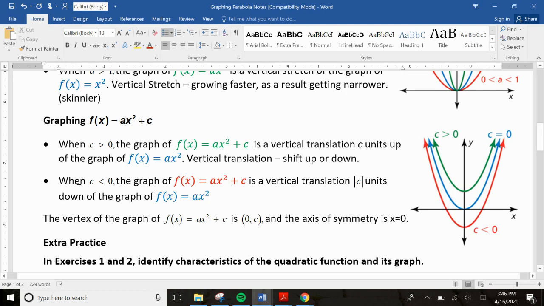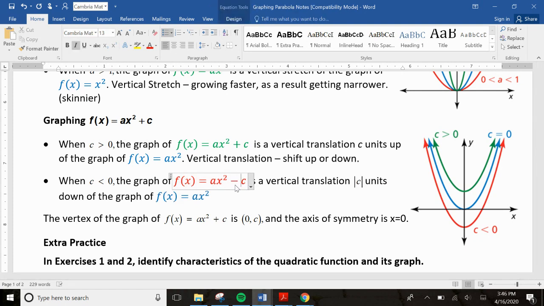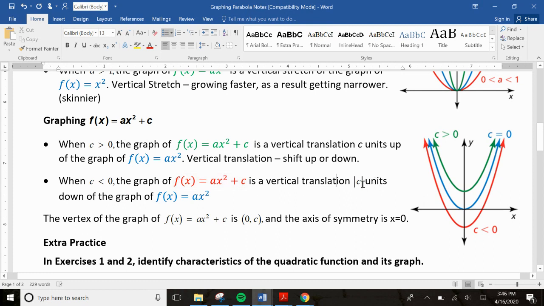So if we look at our red graph here, this should be minus, oh sorry, no, plus, because we'll deal with the absolute value here. So here we have when c is less than 0. So think about it, if c is negative, and that's why I switched it to be minus here, but let me talk about why that is.